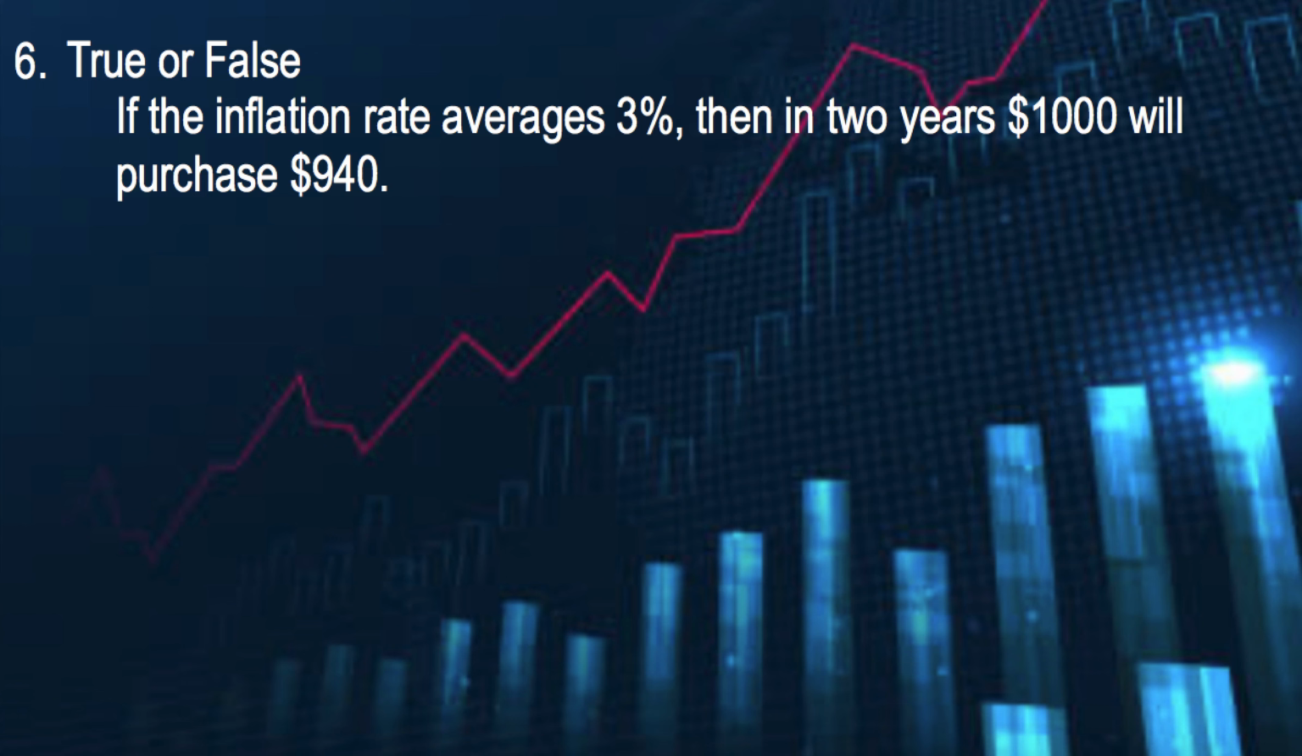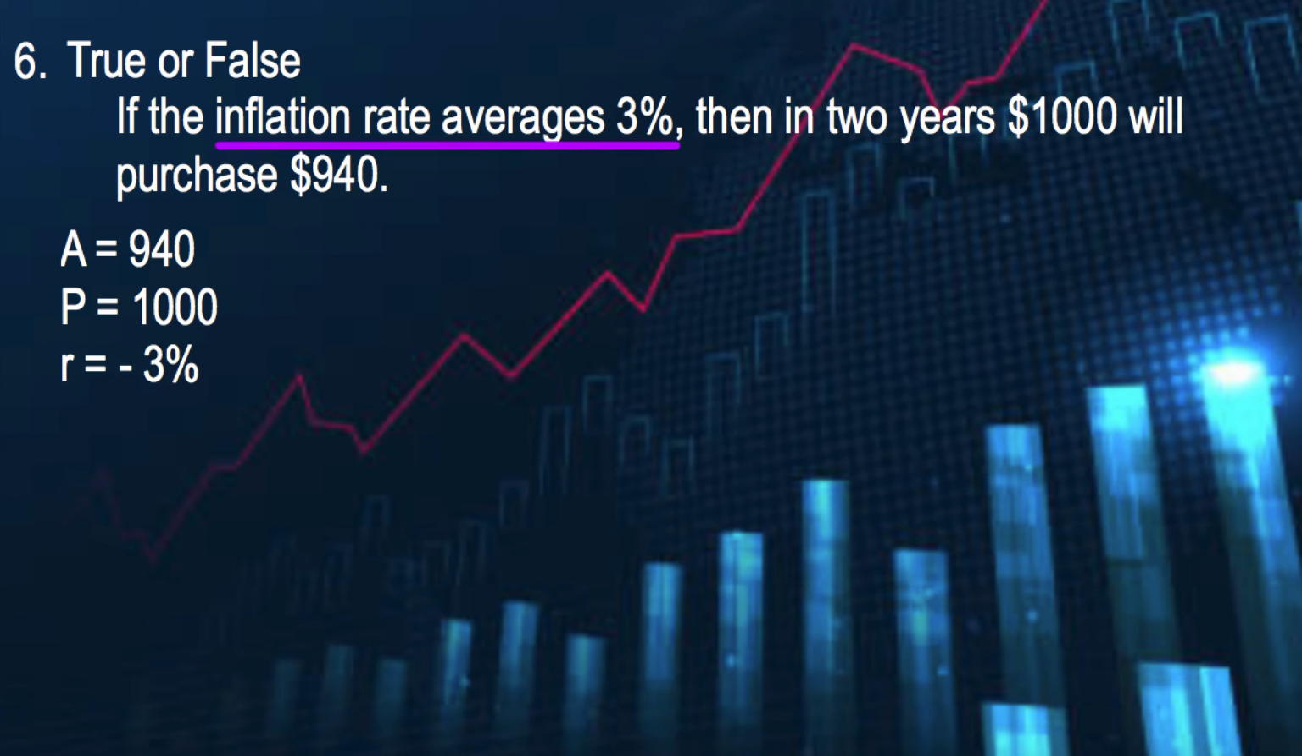Question 6. True or false? If the inflation rate averages 3%, then in 2 years, $1,000 will purchase $940. The amount is $940 because we are saying it will reach that in the future. Our principal is $1,000 because it's what we start out with. We start out with those $1,000 before we enter our 2-year period.